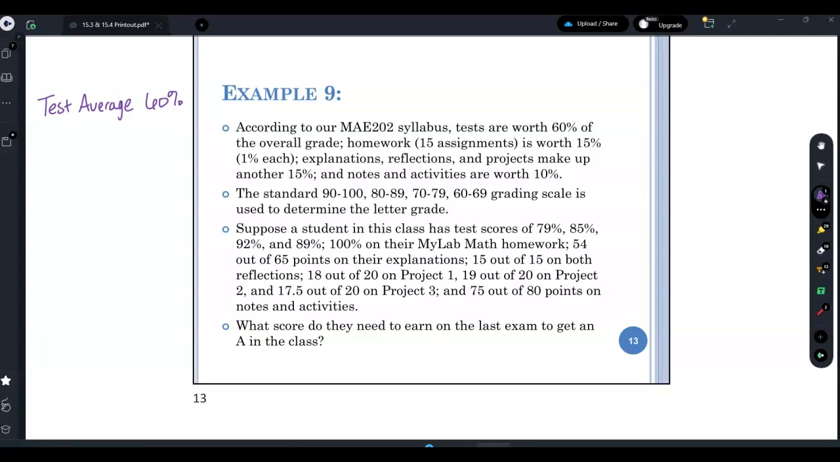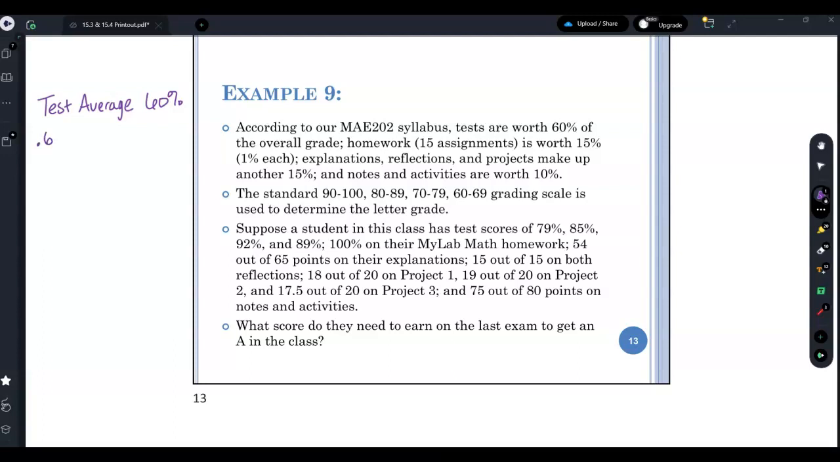So normally in a weighted average, we would take the weight, in this case 60% or 0.6, and we would multiply it by whatever that category is, in this case the test average. The problem with this one is that we haven't taken the last test, so I can't actually know what the test average is. So I'm going to have to go about this another way.